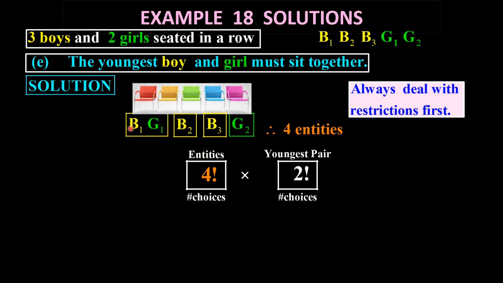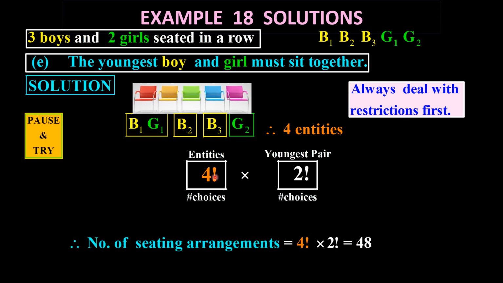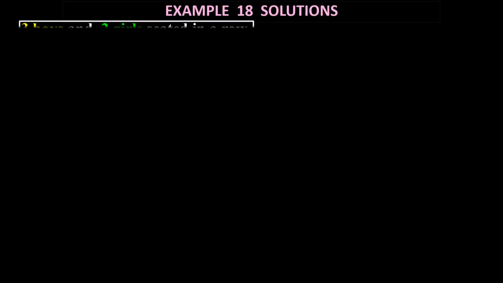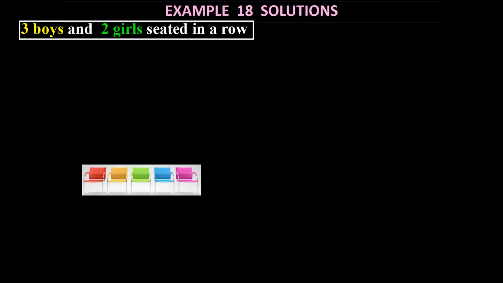The youngest pair, remember, can sit boy, girl, or girl, boy, so the pair can be arranged in 2 factorial ways. So the number of seating arrangements, if the youngest boy and girl must sit together, is 4 factorial times 2 factorial, and if we calculate that, that's exactly 48. Let's look at one more situation of the seating of the 3 boys and 2 girls.